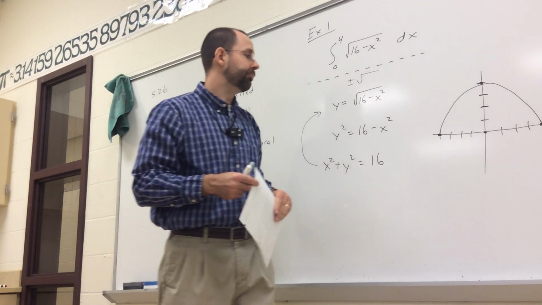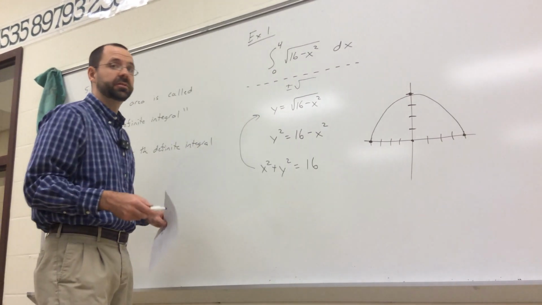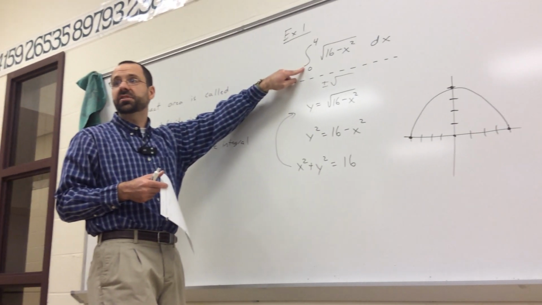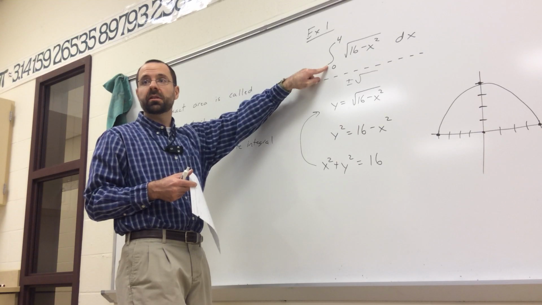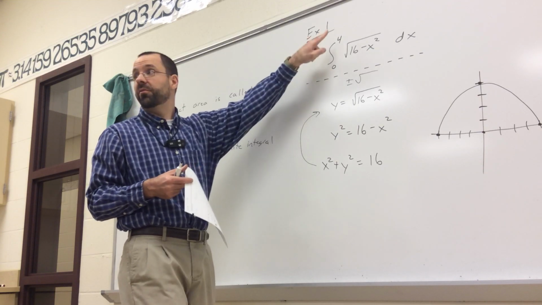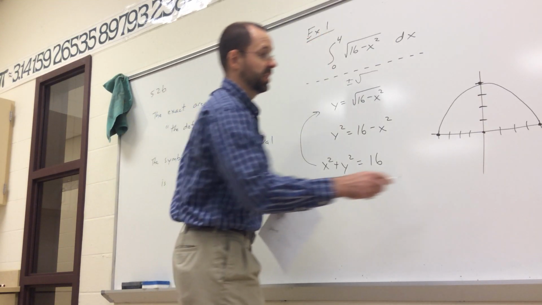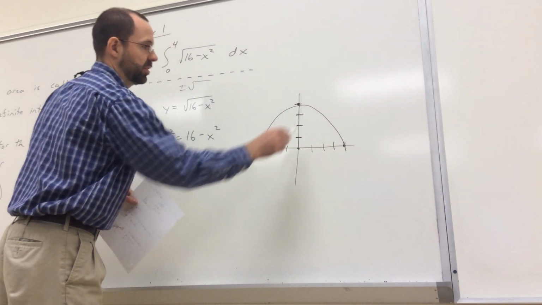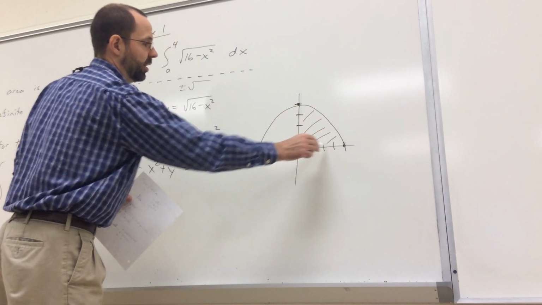Okay. All right, so there's our graph. We're trying to find the area because it's got this crazy looking area symbol in front of it. And we're finding the area from 0 to 4. So that means we're going from x equals 0 to x equals 4. So we're looking for that area.